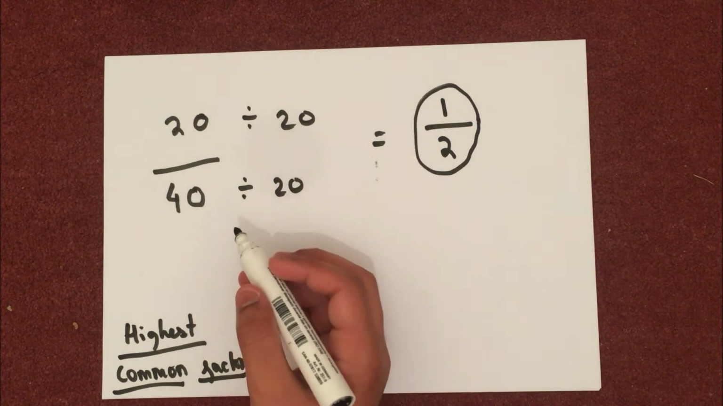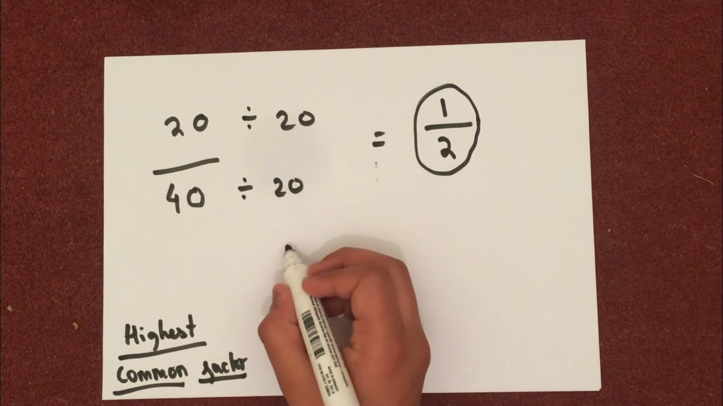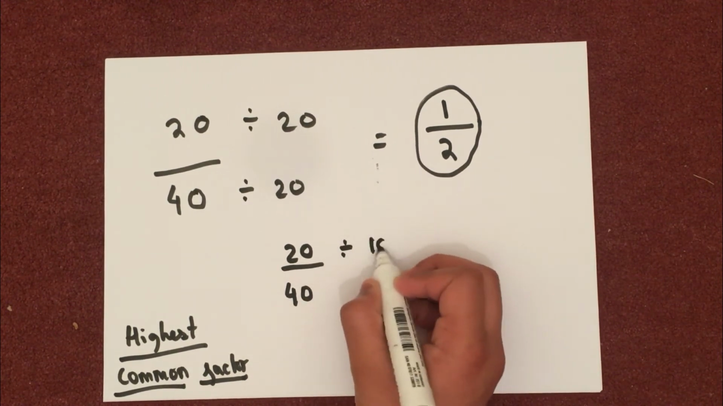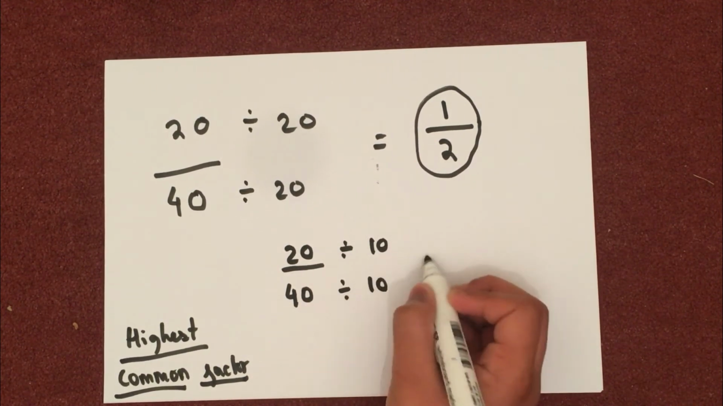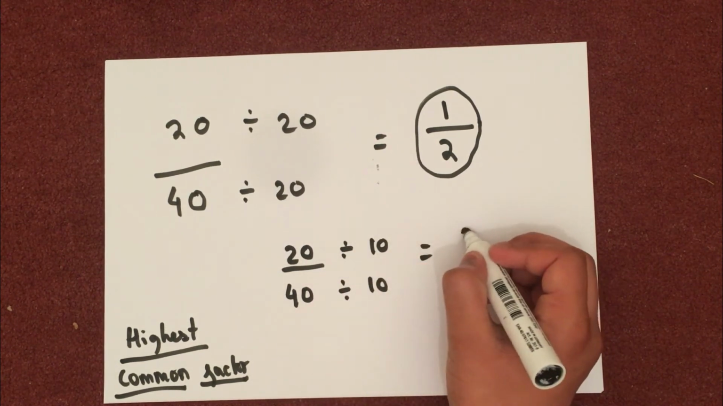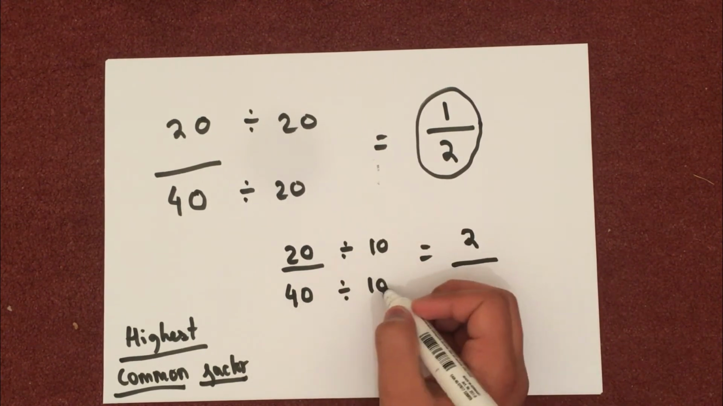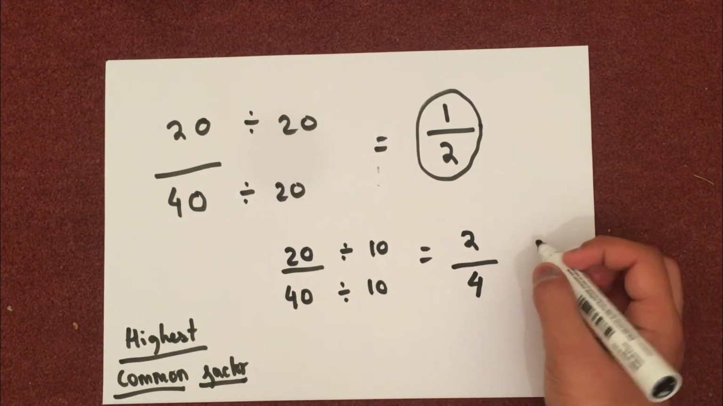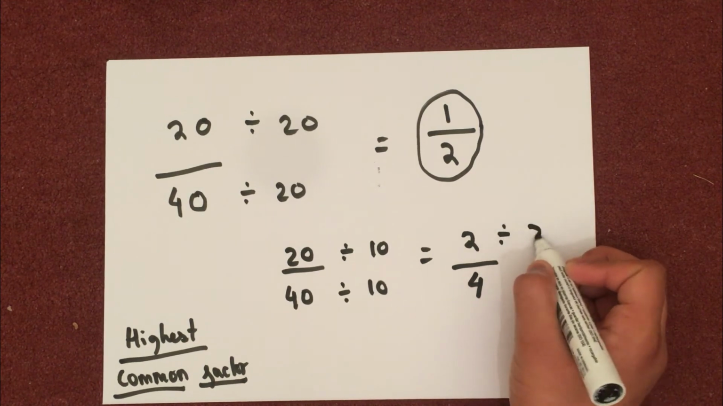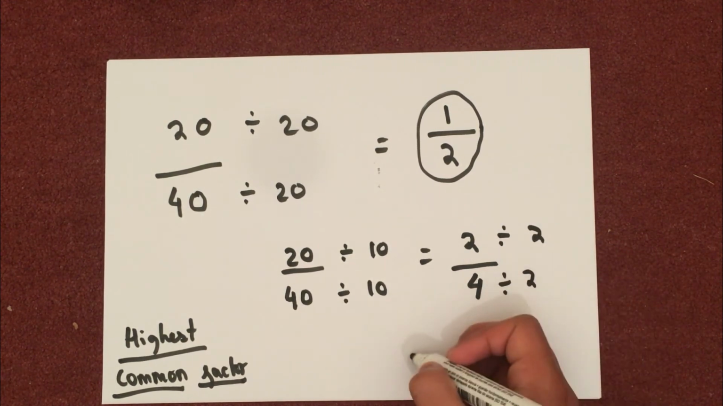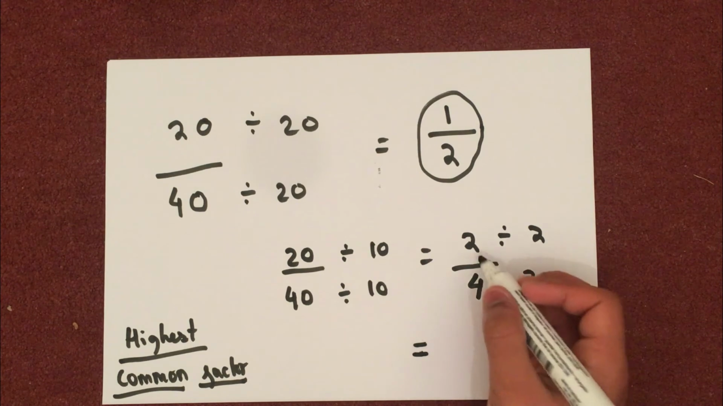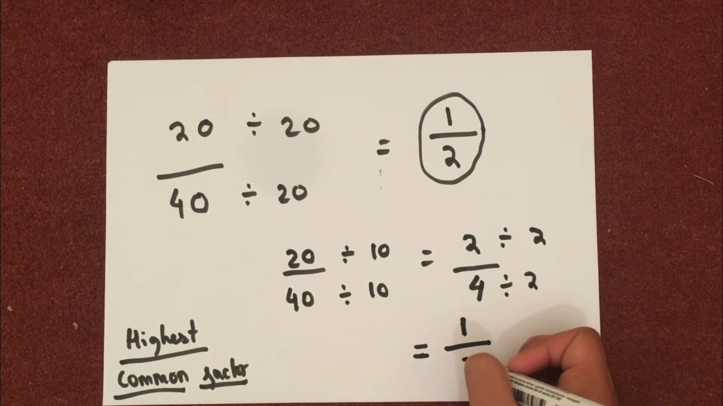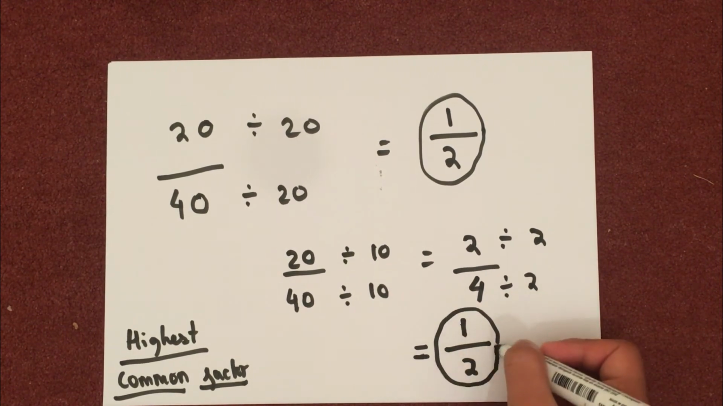If we were to take the common factor as 10, let's see what we get. 20 divided by 10, and 40 divided by 10. So 20 divided by 10 would give us 2, over 40 divided by 10 would give us 4. Now the common factors between 2 and 4 are just 2. So 2 divided by 2 and 4 divided by 2. So I'm just going to write it here. 2 divided by 2 is 1 over 4 divided by 2 is 2. So the simplified fraction is 1 over 2.